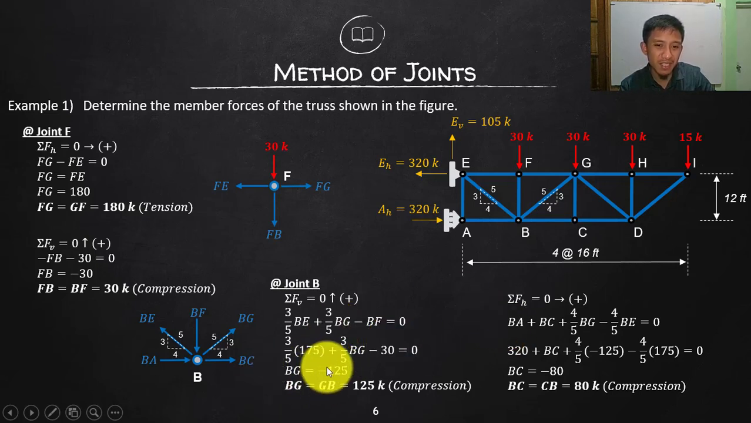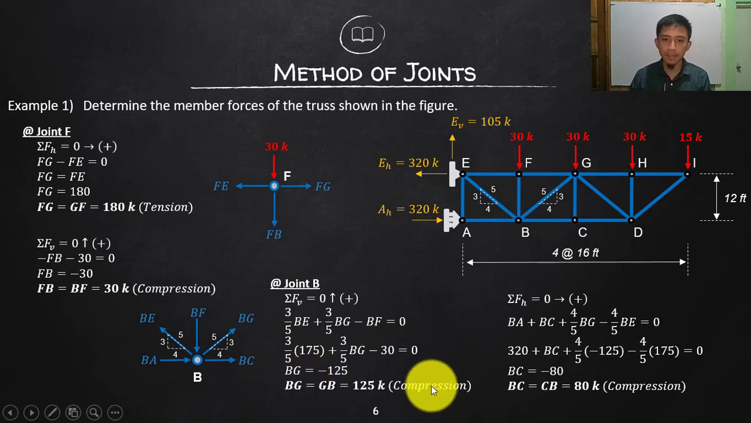So again, negative only means the opposite. I assumed that to be tension, but in the case which is a negative, it means that is the opposite, which is compression. So BG is equal to GB, 125 compression.